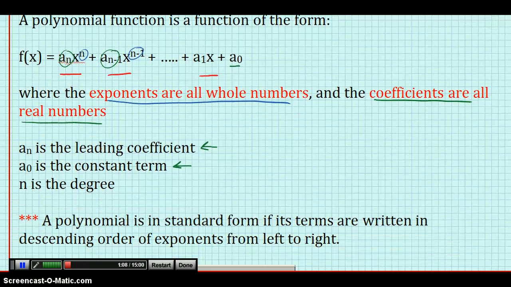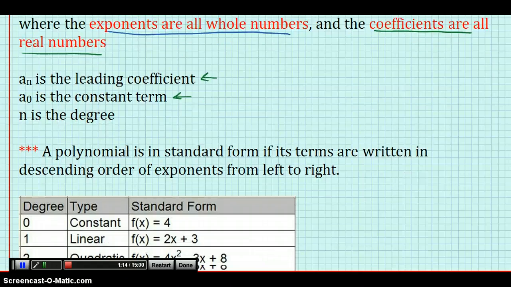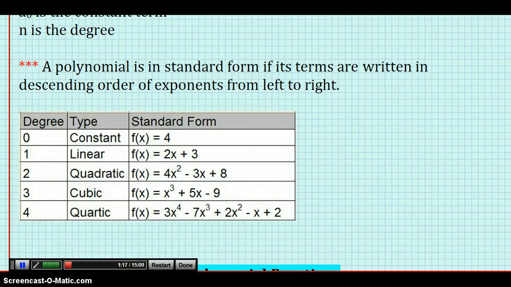And a polynomial is written in standard form if the terms are written in descending order of exponents from left to right. So let's look at some common polynomial functions. If you have a polynomial with degree 0, it is a constant polynomial, and the polynomial itself is just a constant. So in this case, f of x equals 4. The polynomial is just the constant 4.